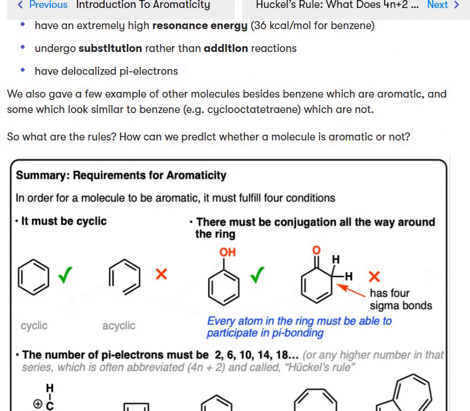We also gave a few examples of other molecules besides benzene which are aromatic, and some which look similar to benzene, like cyclooctatetraene, which are not. So what are the rules? How can we predict whether a molecule is aromatic or not?